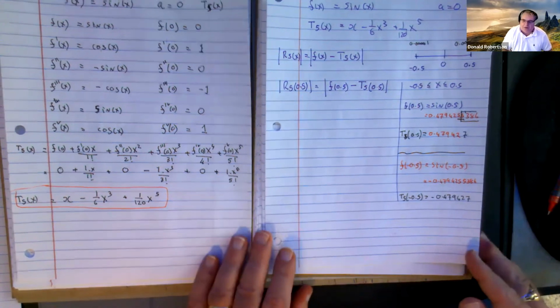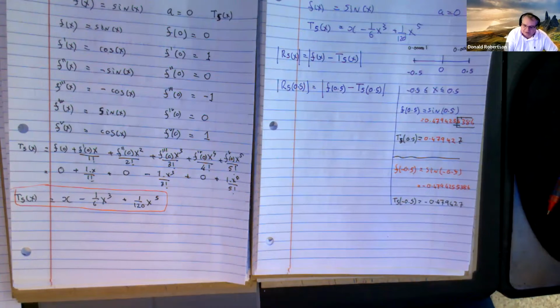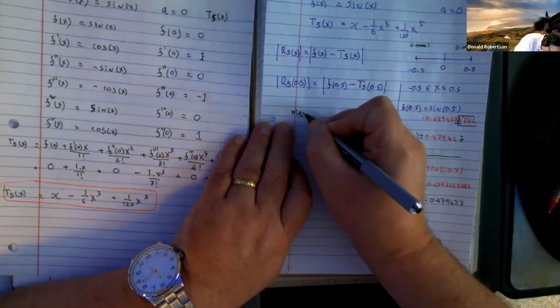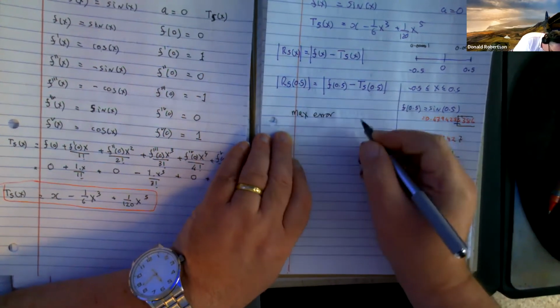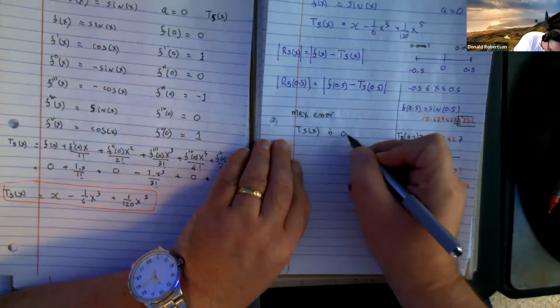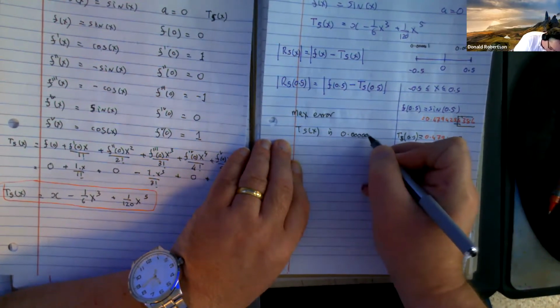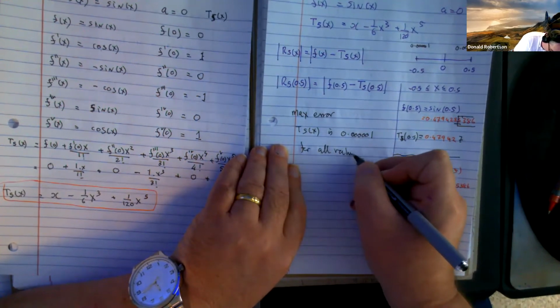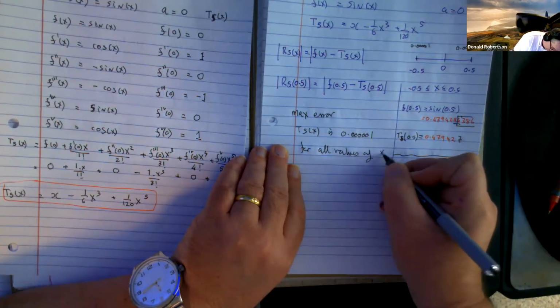Now, what I can also say then is that the original function and T5 are very, very close to each other. They're only like the 6th decimal place out, which is pretty good. The next thing I can tell you is this, that the maximum error that you can get by using T5 of X is 0.000001 for all values of X in this range.